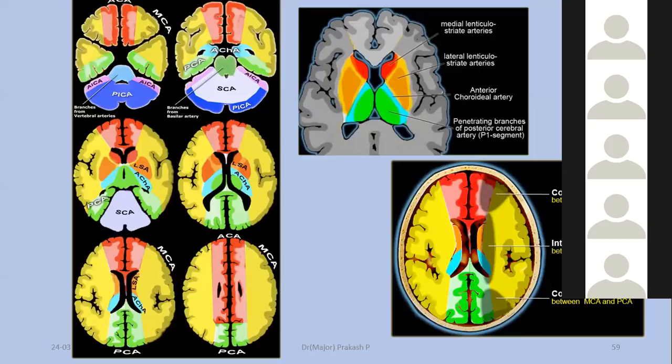These images are very important for you to identify the areas, because invariably, the most important questions to be asked are the supply of the lenticulostriate arteries as well as the penetrating branches of P1. Understand, whenever the thalamus is involved, it is the posterior circulation, and whenever the caudate and the basal ganglia are involved, it is the anterior circulation. Most of the time, the mistake made is a thalamus being represented as anterior circulation, which is not the case.